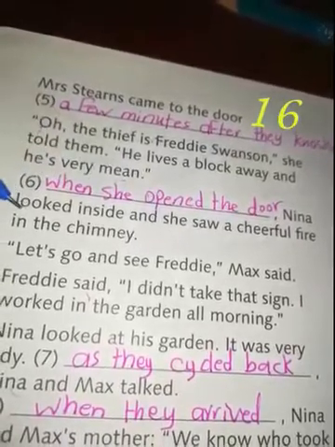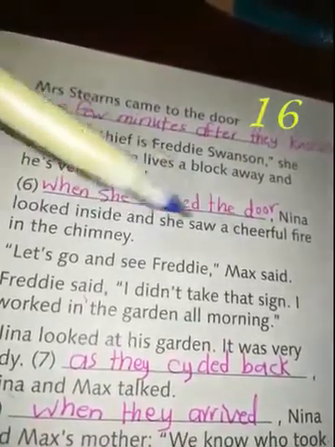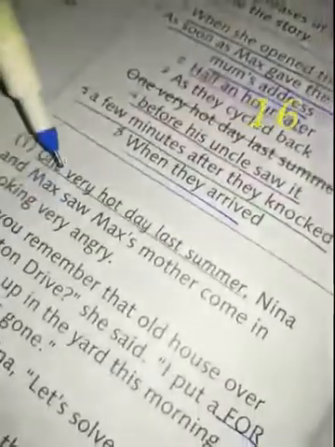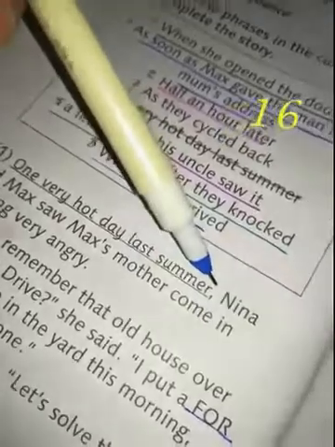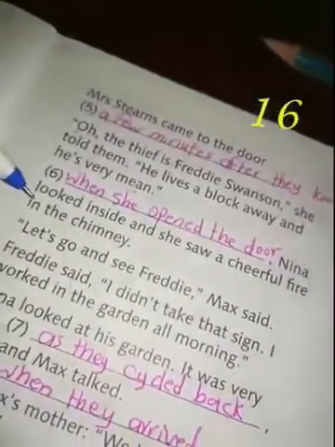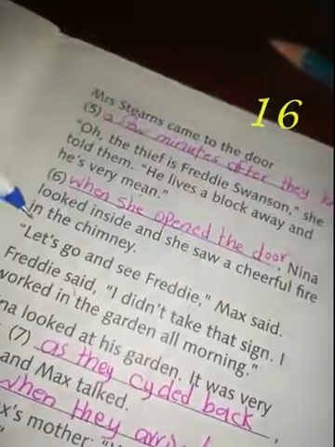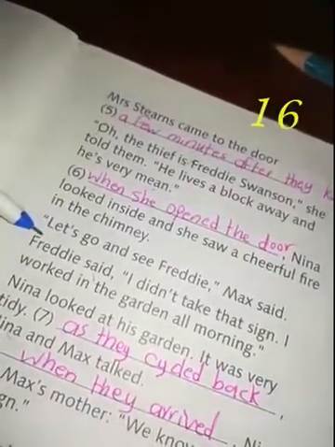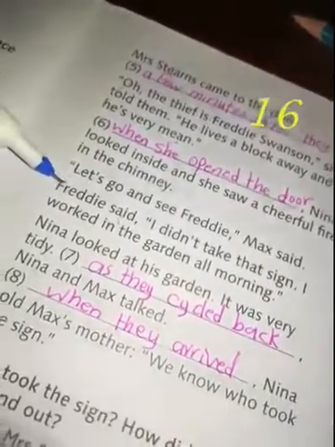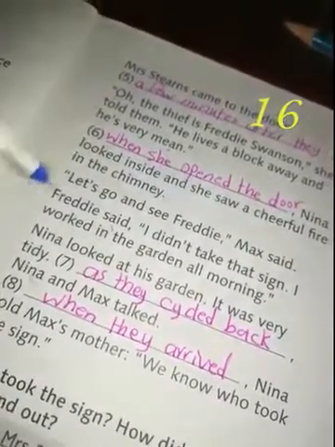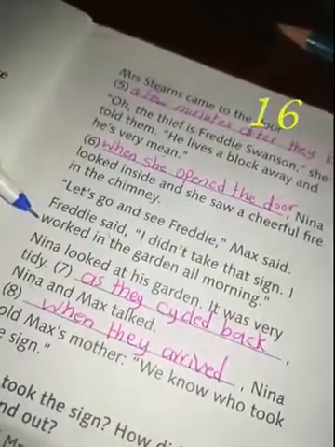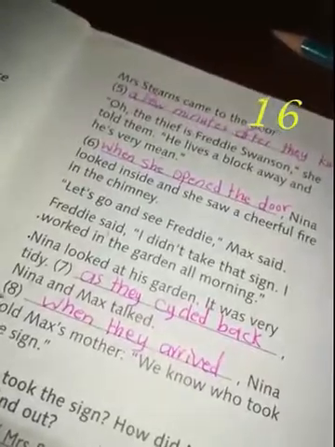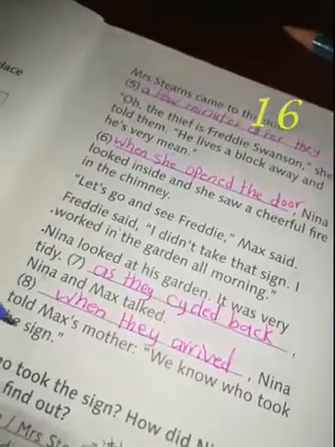When she opened the door, Nina looked inside and she saw a cheerful fire in the chimney. Now pay attention. Here they say a hot day last summer, and here she saw a cheerful fire in the chimney. "Let's go and see Freddie." Freddie said, "I didn't take the sign. I worked in the garden all morning." So Freddie said, "I didn't take this sign." Nina looked at this garden. It was very tidy.